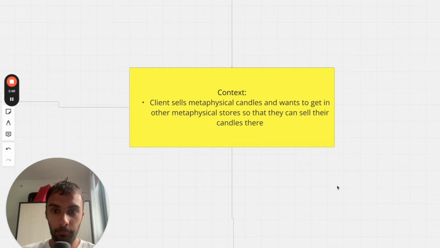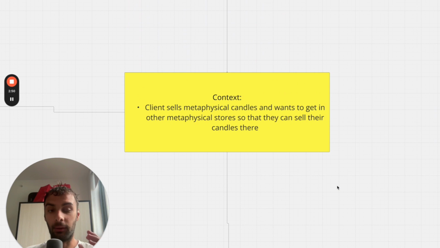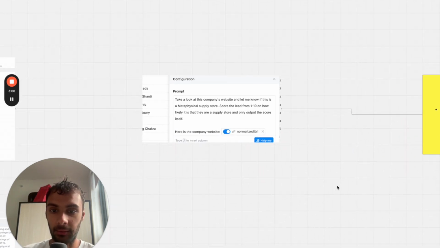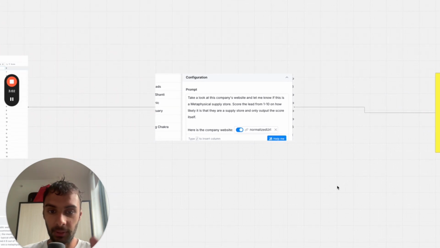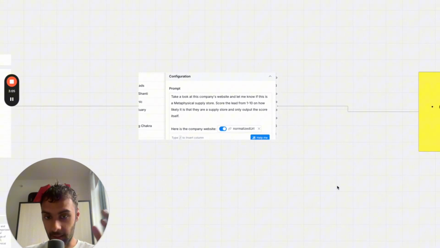So to give you context, for this example, this client of ours sells metaphysical candles and they want to get into other metaphysical stores so that they can sell their candles there. This is just some context on our client, right? So what do we do? Well, we went to Clay and we said, hey, take a look at this company's website and let me know if this is a metaphysical supply store. Score the lead from 1 to 10 on how likely it is that they're a metaphysical supply store, and only output the score. Here's the company's website.